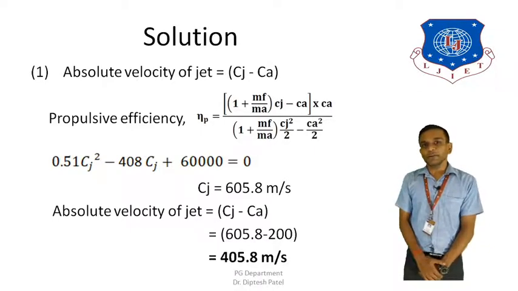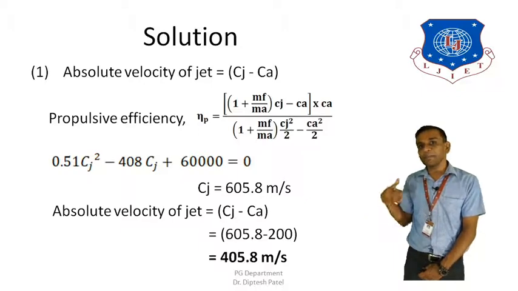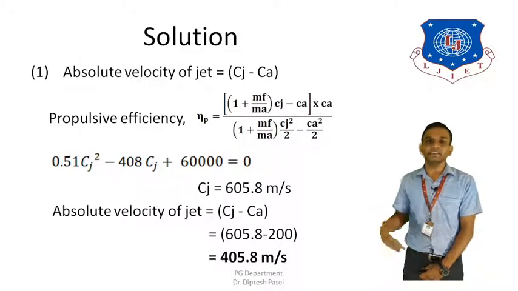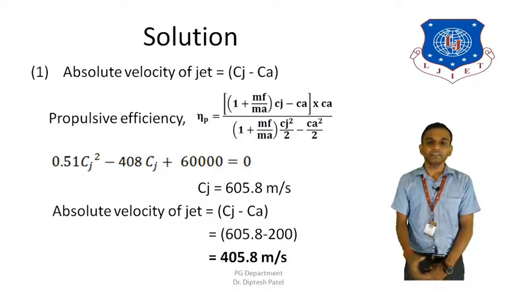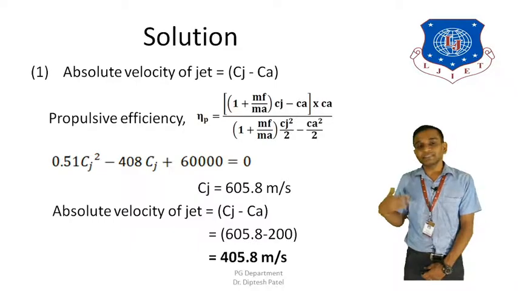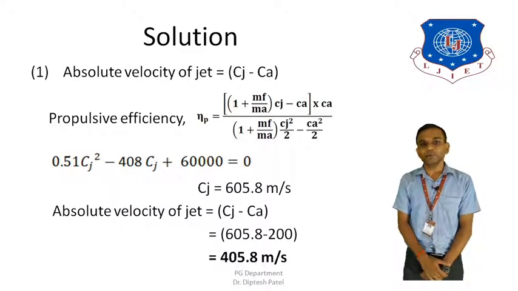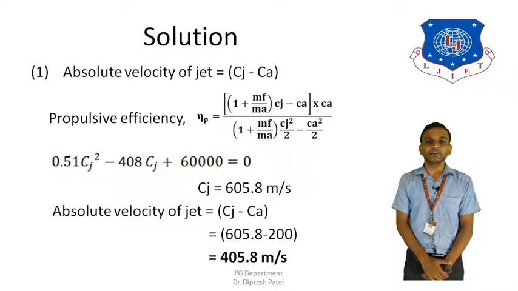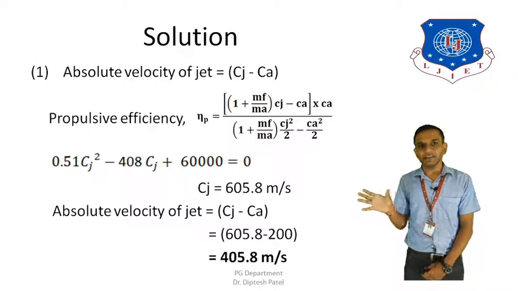So we are going to put the values here. Mf upon Ma is 1 divided by 50, Cj we need to find out, Ca is already given as 200, and eta P, the propulsive efficiency, is also given as 50%. Let's put the values in this equation and find Cj. Replacing these terms with the values, we get 0.51 Cj square minus 408 Cj plus 60,000, which is equal to 0. Now let's solve this equation, and we can find the value of Cj.